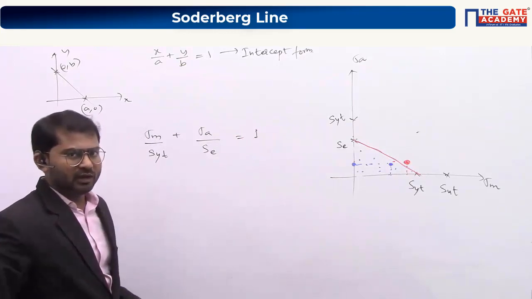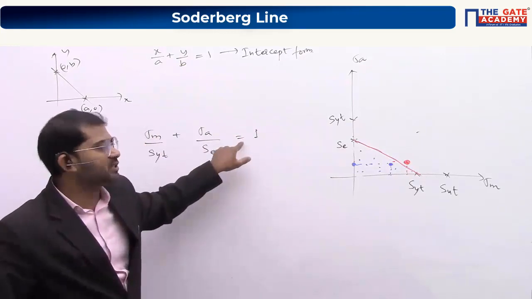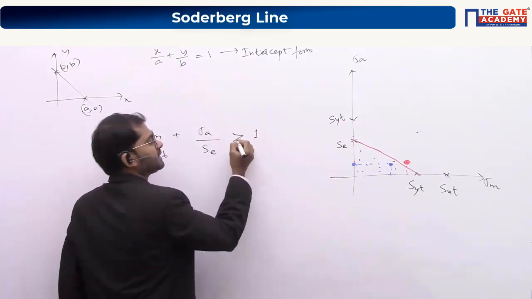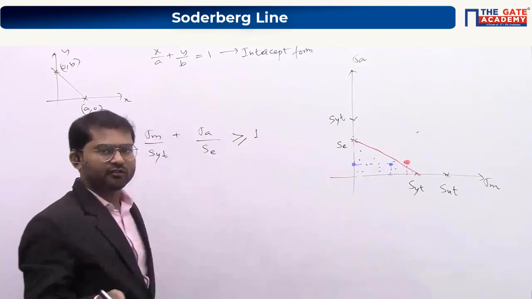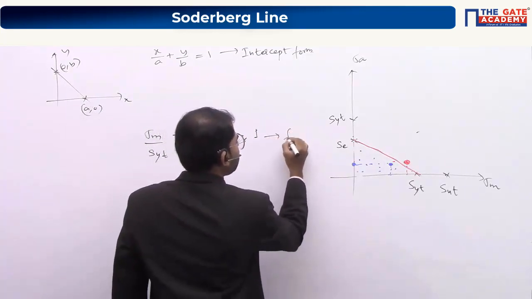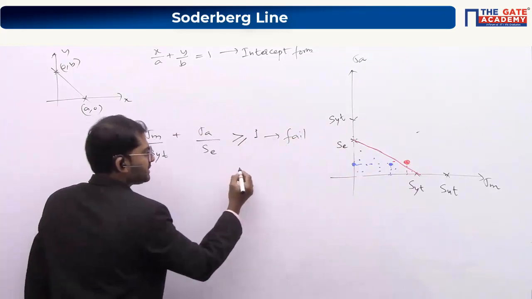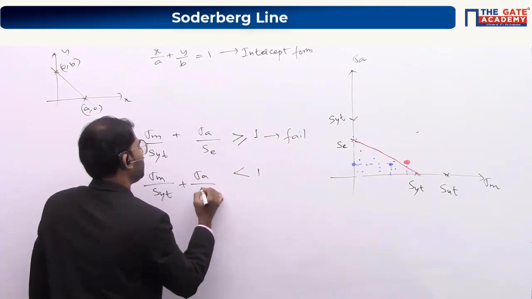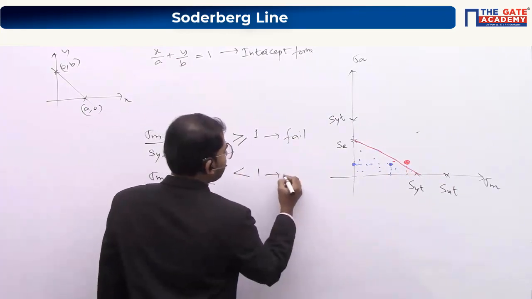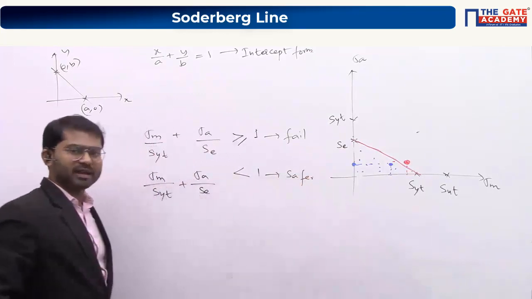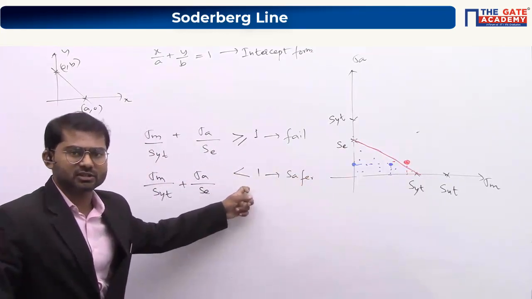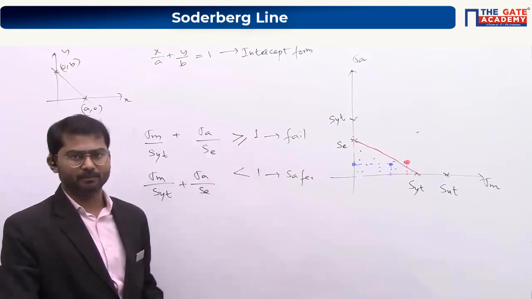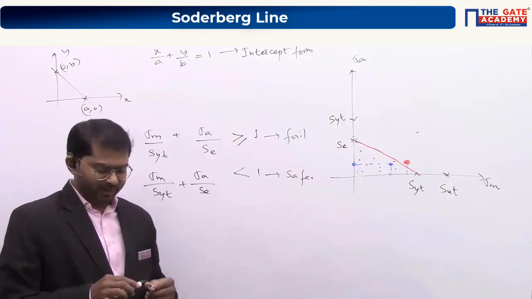Understood? If you would like to show any point on the line, you should use the equality sign. If you would like to show any point outside the line, you should use the greater than sign. So if it is this, it is going to fail. Strictly speaking, failure will happen for this condition. The safer condition will be if sigma mean by SYT plus sigma a by SE is less than 1. So this is the safer condition. You expect sigma mean and sigma a values to be such that they satisfy this condition. The less than symbol should come. If they come with equality or the greater than sign, that means failure will happen. Understood? Clear everybody?